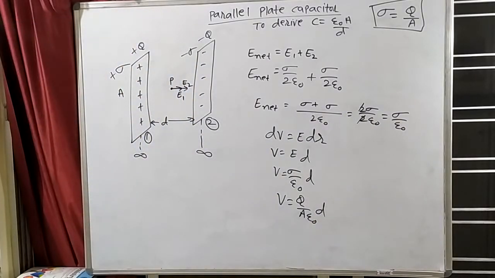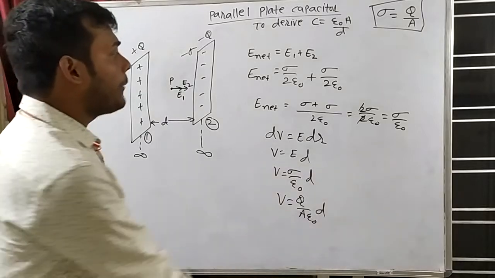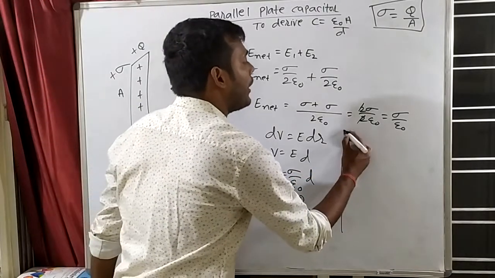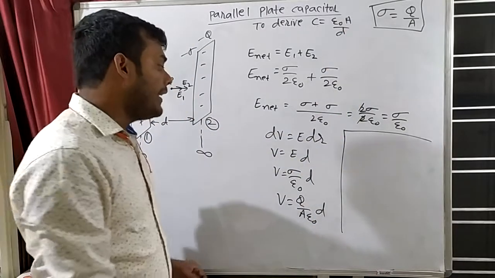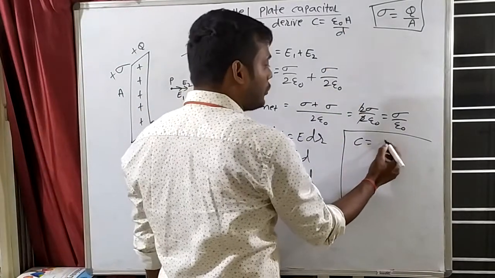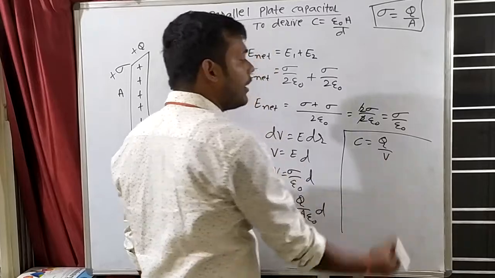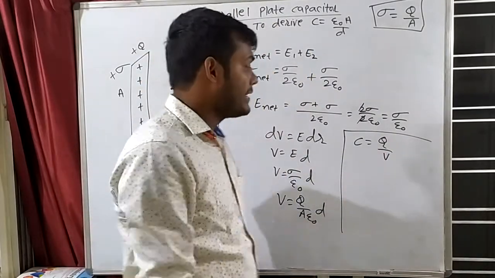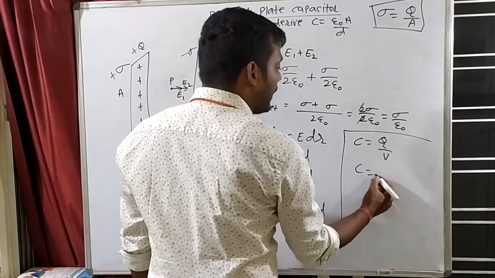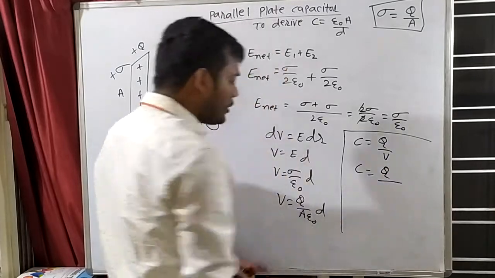Okay. Now we have to derive which thing? We have to derive capacitance is equal to epsilon naught A by D. For finding capacitance, we know that C is equal to Q by V. We know this formula. What is C? Capacitance. What is Q? Charge. What is V? Potential. So can we write that C is equal to Q by V? That now I have derived.